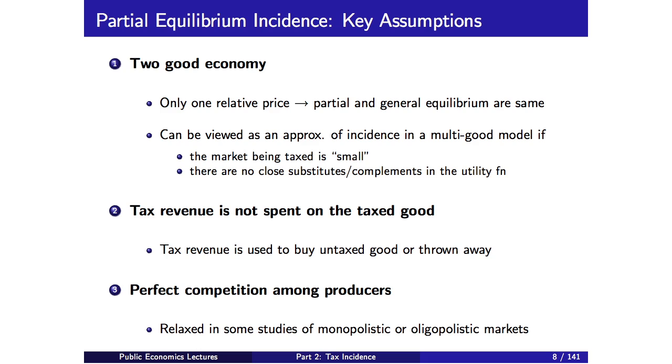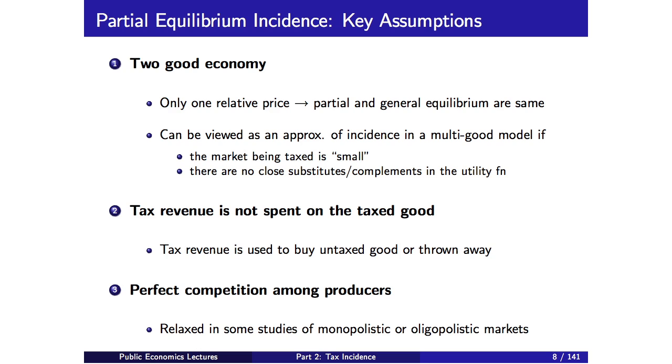And let me be precise about what the key assumptions are in this model, in using a partial equilibrium approach. So the first and most important assumption is that we're going to assume that there are only two goods in the economy. So what that means is that there's only one relative price. So let's say we have apples and oranges. There's only going to be one relative price between those two. And so you can see immediately that that's going to eliminate all general equilibrium concerns. Or to put it differently, partial and general equilibrium are the same thing when there's only one price that's moving around.